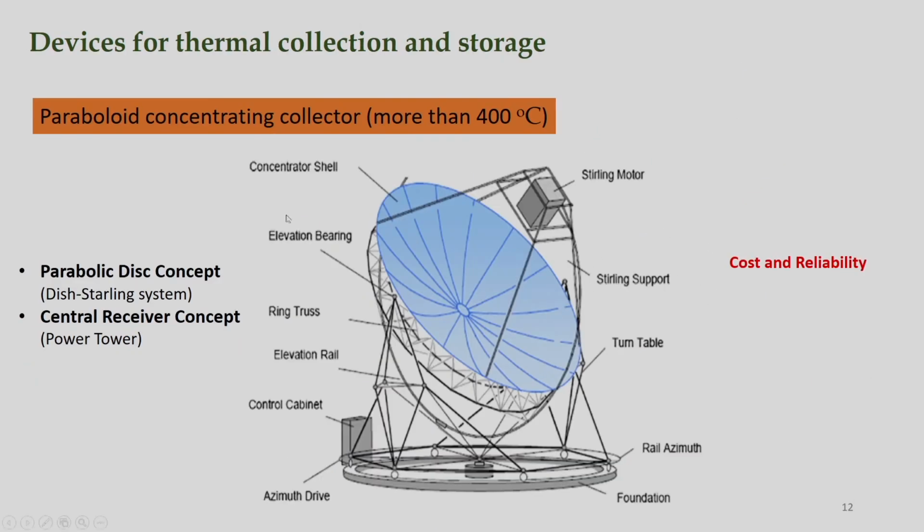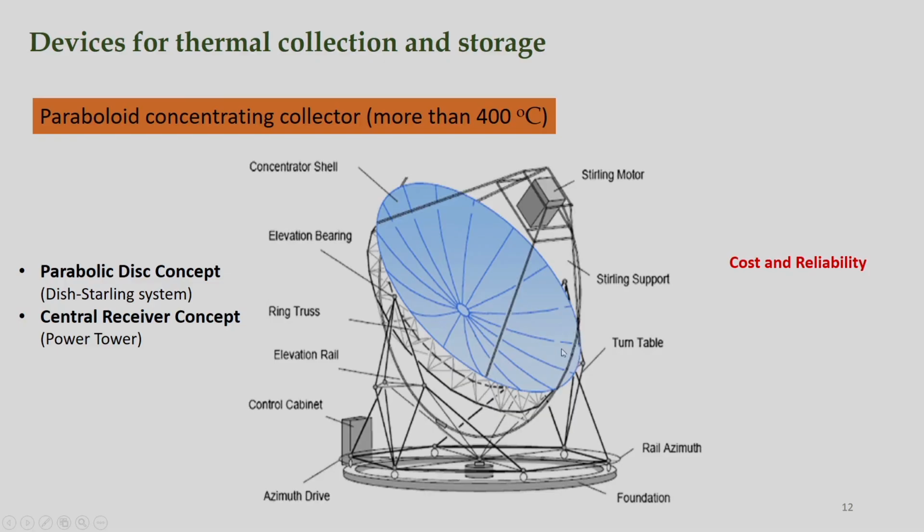Now, come to the paraboloid concentrating collectors. When our temperature requirement is more than 400 degrees C, then we will go for this kind of arrangement. Here, this is the concentrator part, and solar radiation falls on the concentrator and is focused on the absorber system. Normally, Stirling engines are used in the parabolic dish concept, which is also known as the dish Stirling system. A Stirling engine is an external combustion engine, so heat of the system is utilized to run the Stirling cycle.